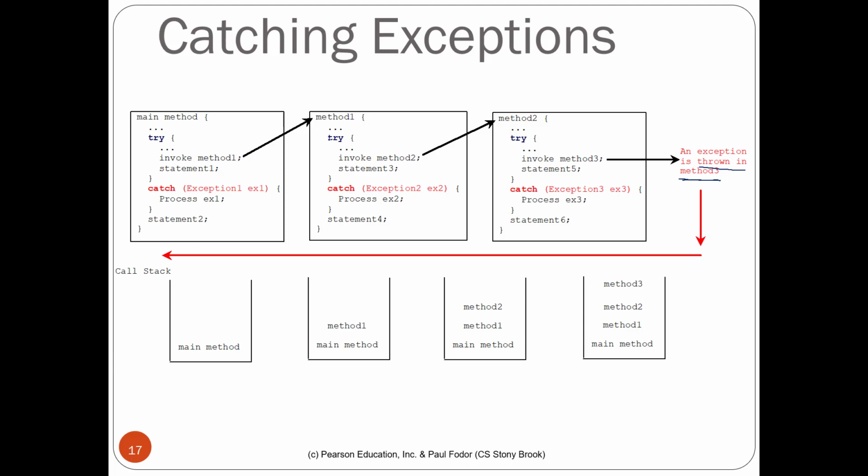In method 1 again we have the try and catch block, but in the try block this method 1 in turn is invoking method 2, and after the invocation of method 2 we have a statement 3. Then there is a catch block similar to the way we had in the main method, but this catch block is handling a different kind of exception, exception 2. Exception 2 is different from exception 1. And then in this catch block in method 1 we have the statements which will process the exception, ex2 rather. Then we have statement number 4. So very similar to our main method, but it's handling a different kind of exception.